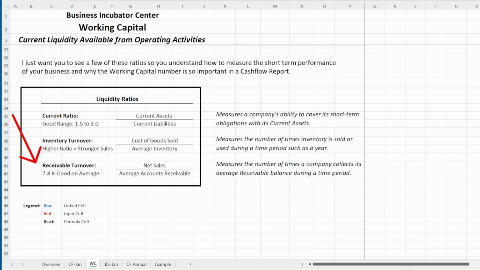And finally, the receivable turnover ratio measures the number of times a company collects its average receivable balance during a time period. 7.8 is considered good on average. As a former CFO, I would push to see 12.0. I would like to see my receivables turn over every month.